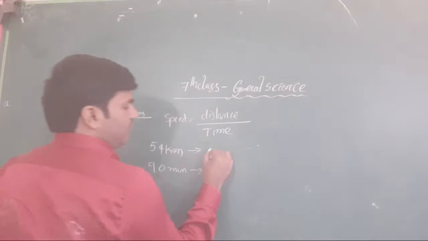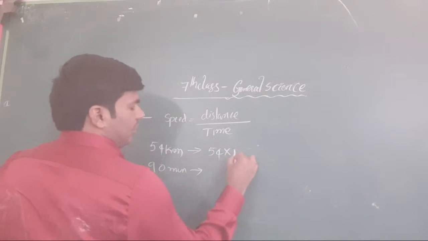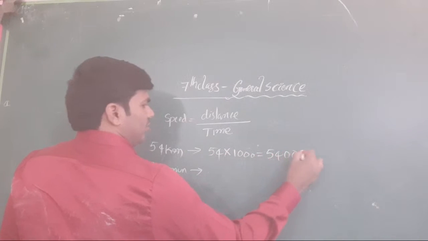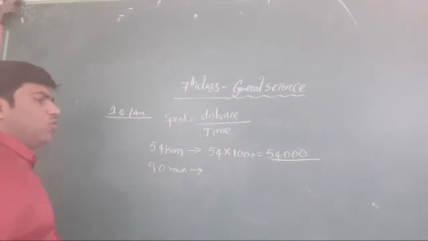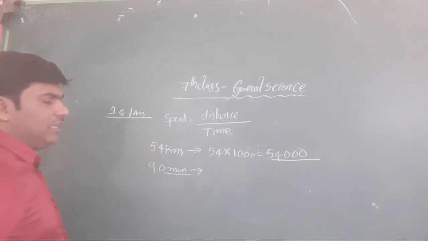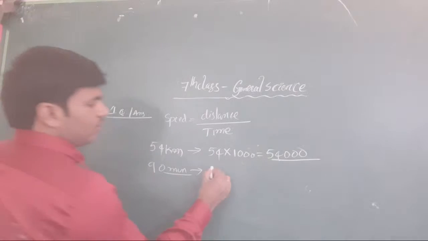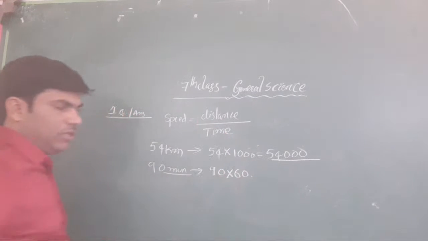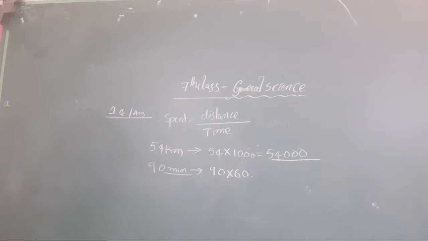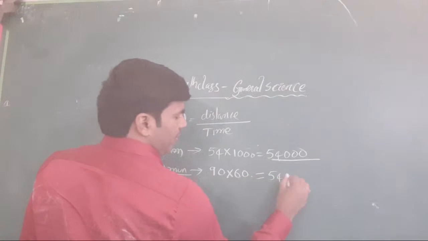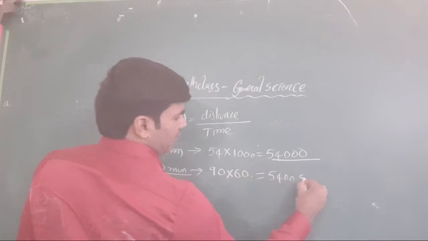So 54 into, okay, 1 kilometer is equal to 1000 meters, so it is 54,000. Then you take the 90 minutes. 90 minutes is nothing but 90 into 60. You take it like this, and you will get 5400 seconds. Got it or not?